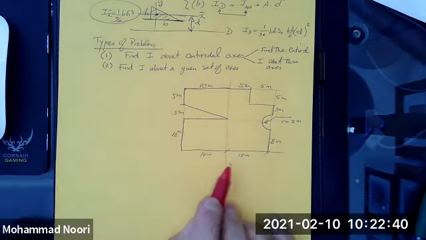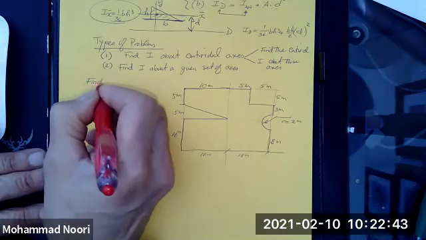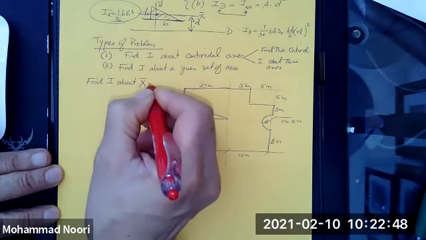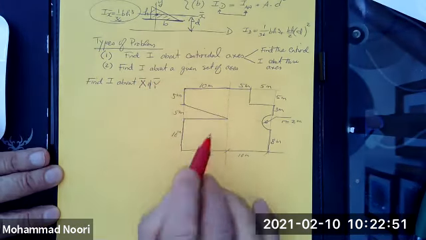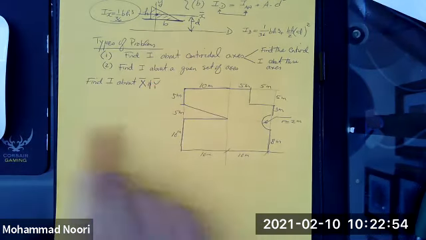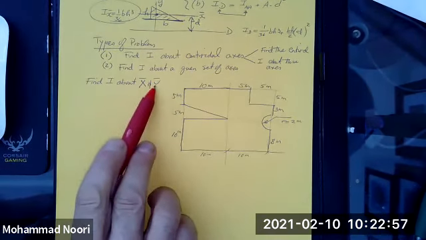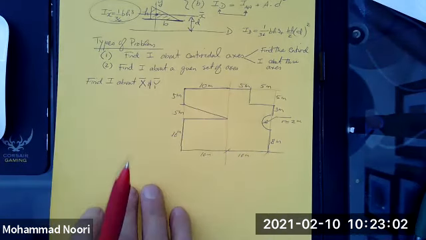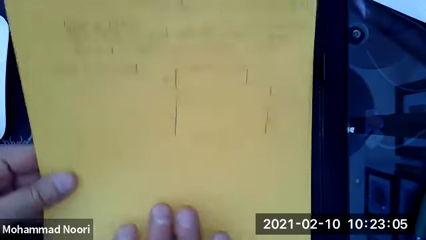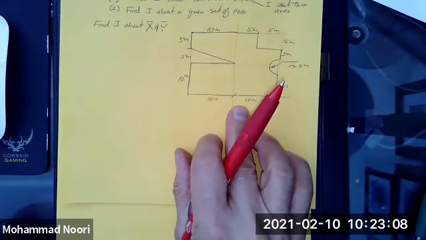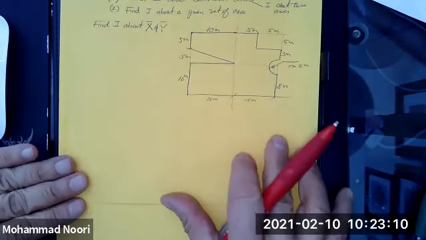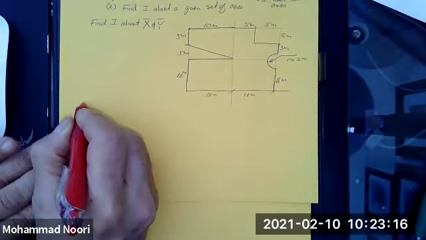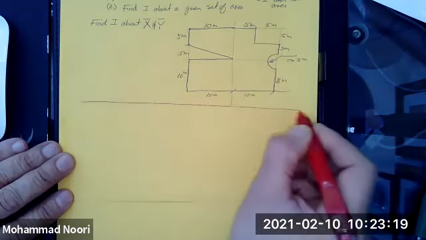So you've been asked to find I about X bar and Y bar. That is, you find the centroid of this shape, draw two axes, which are X bar and Y bar, centroidal axes, and find the moment of inertia about those axes. So that's the problem we're going to do. Okay? The procedure is very simple. This is what you do. You set up this table that looks familiar.